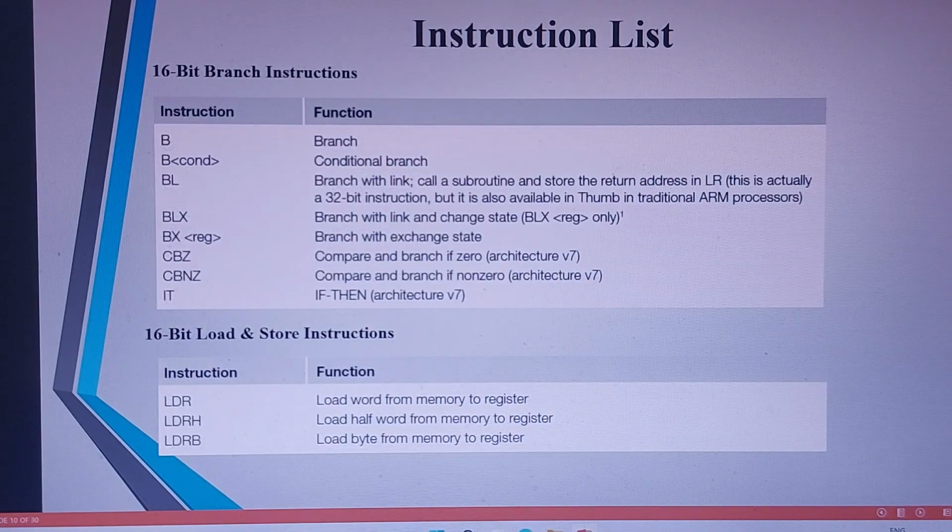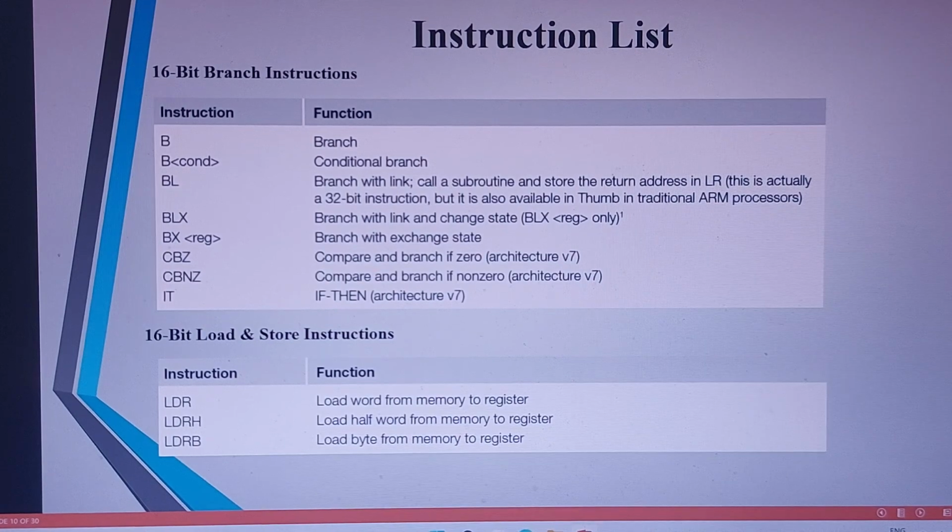Then we have some branch instructions, that is 16-bit branching. First, B, a single character, is an unconditional jump. It does not have any condition. So it will branch to the label mentioned in the instruction. Then we can also have a conditional branch. Whatever the conditional bits we have, carry, zero, negative, overflow, there are 4 conditional bits available. So this conditional branch can be done with any of these 4 bits.